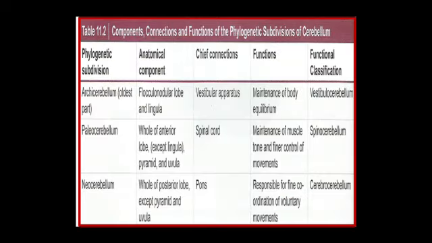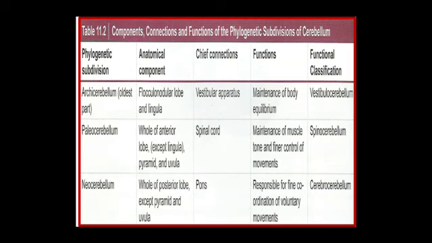So, components, connections and functions of phylogenetic subdivisions of the cerebellum. So archicerebellum, it is the oldest part, comprises the flocculonodular lobe and lingula. Its chief connection is to the vestibular apparatus. It maintains body equilibrium. So it is vestibulocerebellum in function.